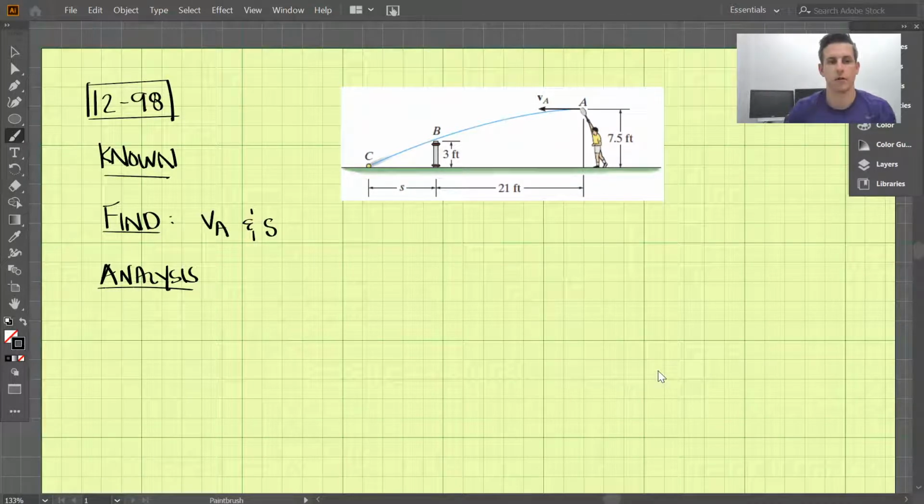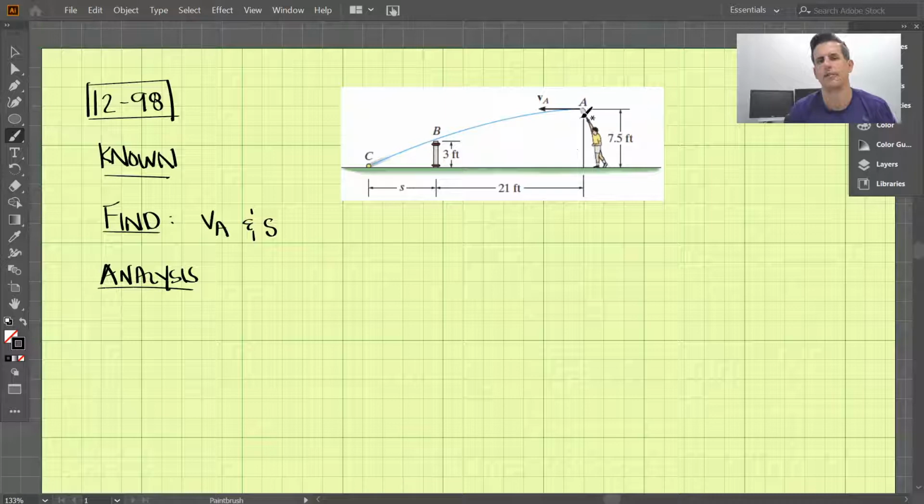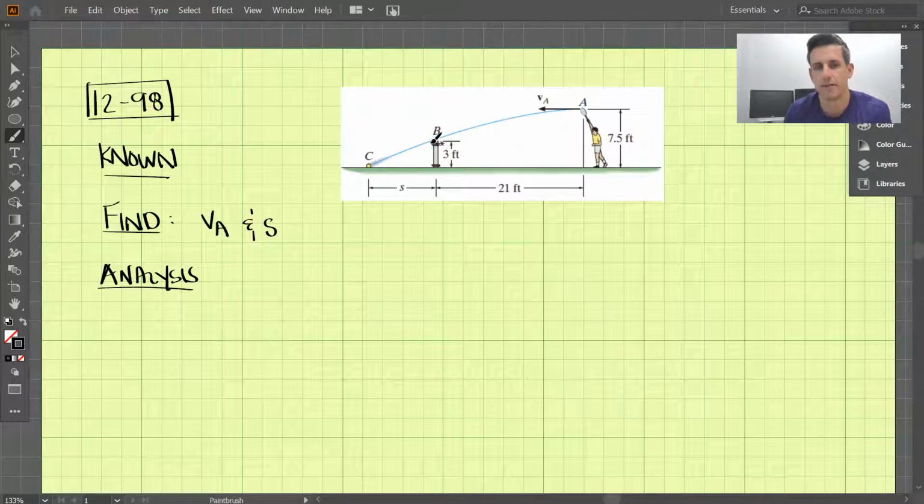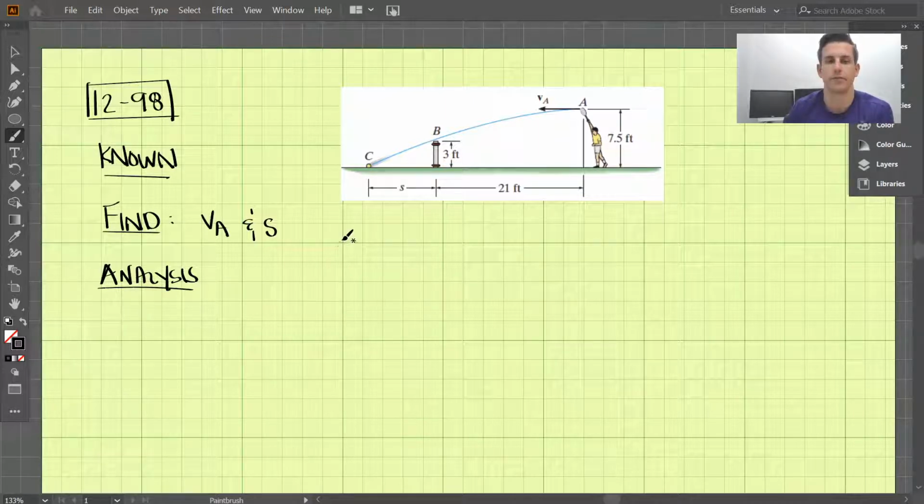Okay, so this is 1298 here, and we have this tennis player hitting the ball at a horizontal velocity of VA, and it just clears the net and lands at C. So we're trying to find two things. What is the horizontal velocity, so that it just barely clears the net, and also what is this distance S that it lands beyond the net? All right, so those two things.